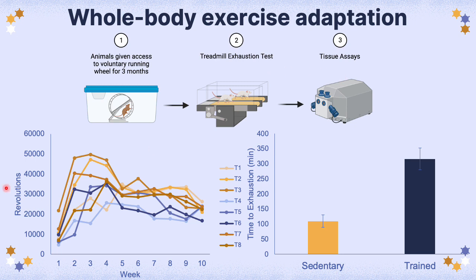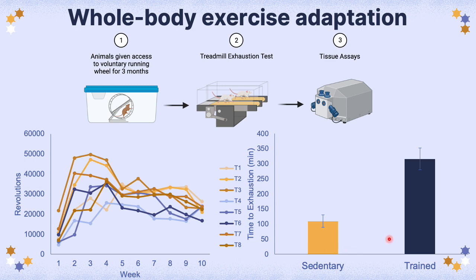To begin, over here, this is the weekly average revolutions of the running wheel of each mouse for about the first 10 weeks. You can see here, almost all the mice had a really big jump in how much they were running in the first few weeks. This is a normal behavior that we see in rodents given a running wheel. And then it plateaus around week 5.